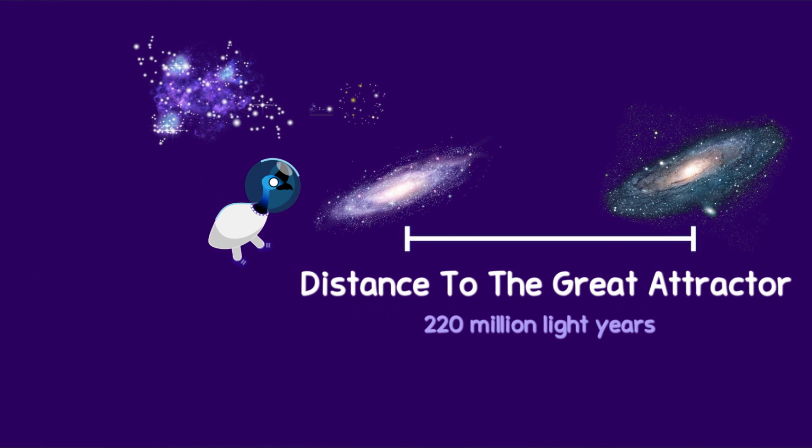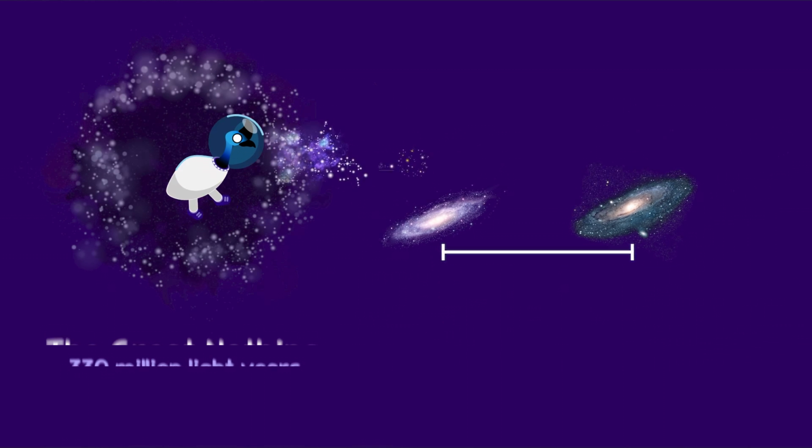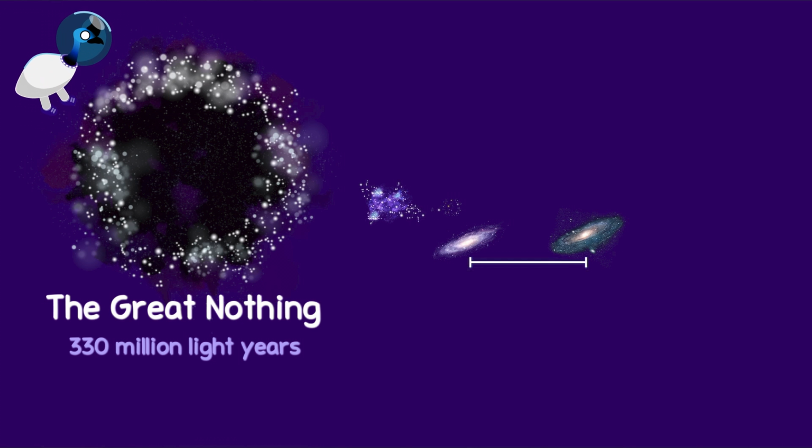Distance to the Great Attractor, 220 million light-years. Astronomers named the mysterious clump of matter we haven't found yet the Great Attractor. The Great Nothing, 330 million light-years, a massive sphere in the universe that contains a tiny amount of galaxies.